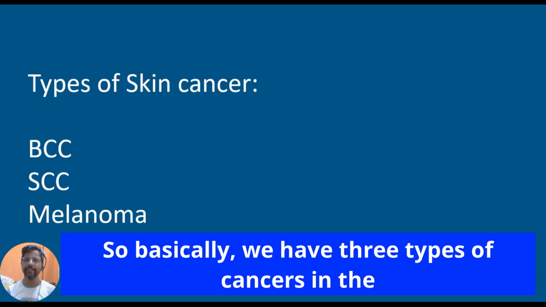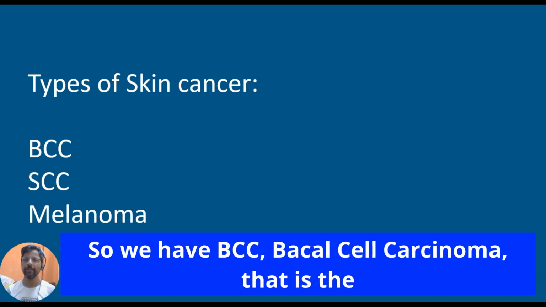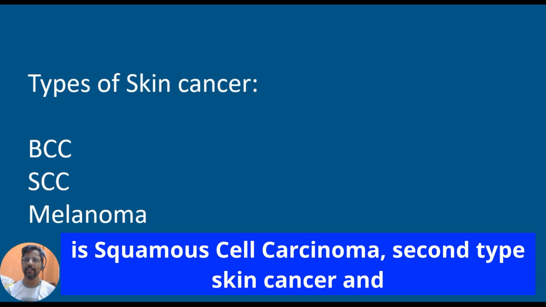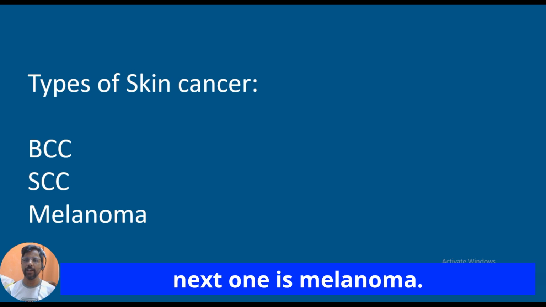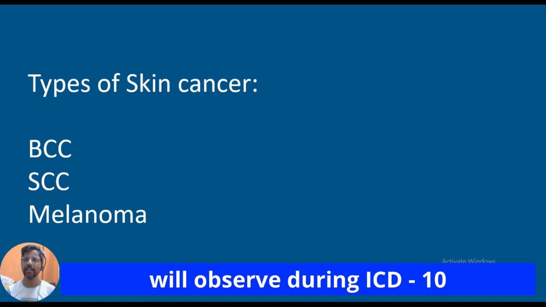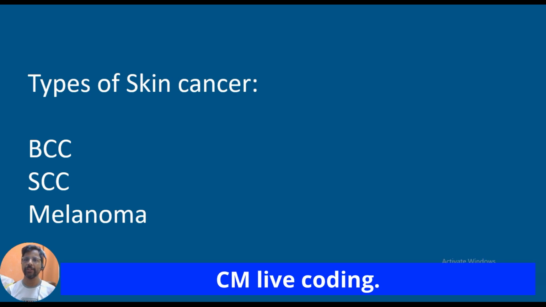So basically, we have three types of cancers in the skin. We have BCC, basal cell carcinoma, which is the first type of skin cancer. The next one is squamous cell carcinoma, the second type of skin cancer, and the next one is melanoma. These are the common variants of skin cancer we will observe during our ICD-10 live coding.